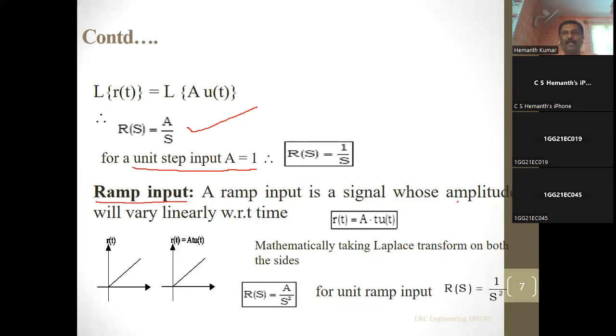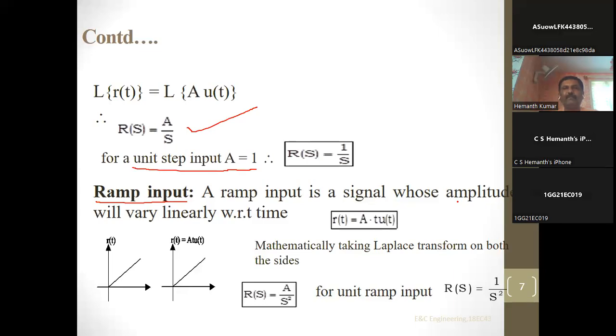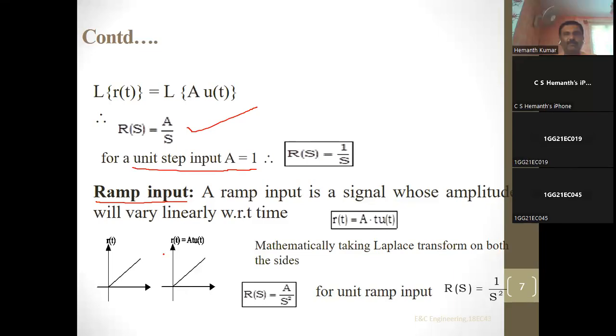Coming to the second kind of input, the ramp is a signal whose amplitude will vary linearly with respect to time. That you can observe very clearly. This is the linear variation. Is that clear? This is the linear variation. Right? Now, in signals or DSP, we have learned the unit ramp function, where slope is equal to unity. But in our case, it is not unit ramp, it is ramp, where slope is not equal to unity. That you can observe very clearly.